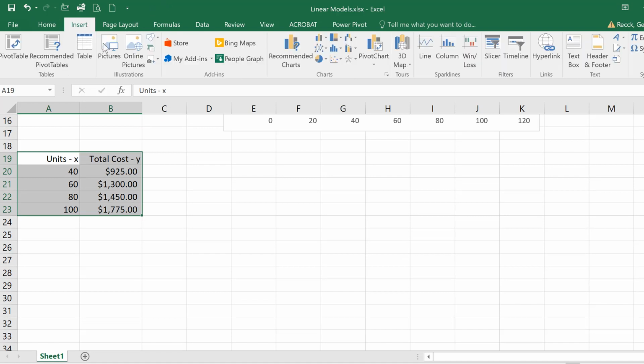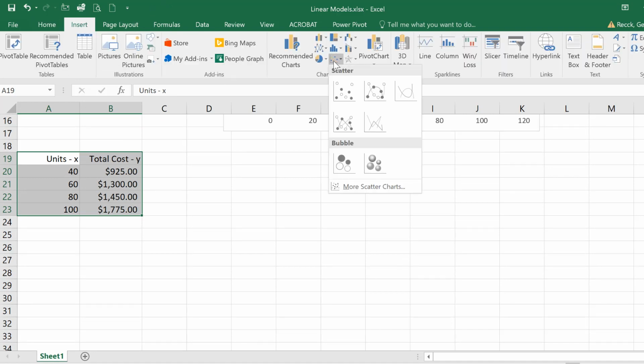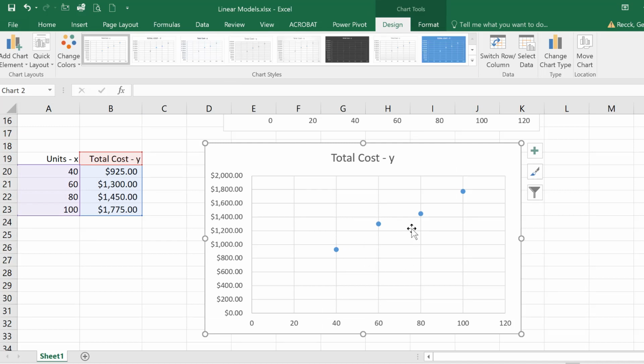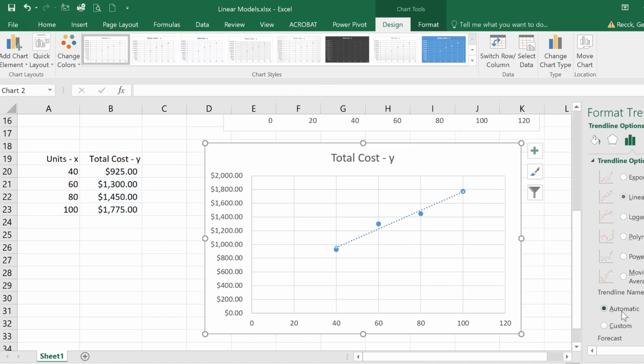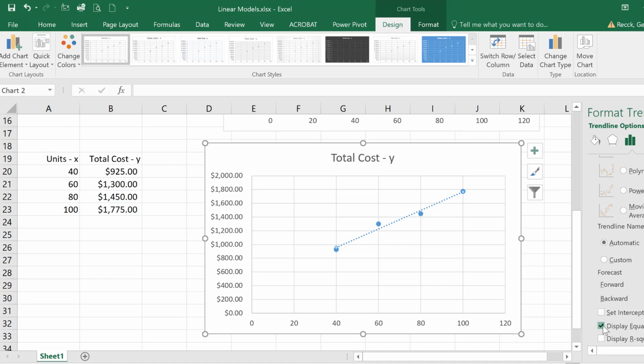I can insert another scatter plot. Notice that they line up pretty nicely, but they don't line up perfectly, which is okay because in the real world it doesn't line up perfectly. Click on one and they all are highlighted. Right click, add another trend line, scroll down to find that equation. And now I have an equation of 13.5x plus 417.5. And that is called the line of best fit.